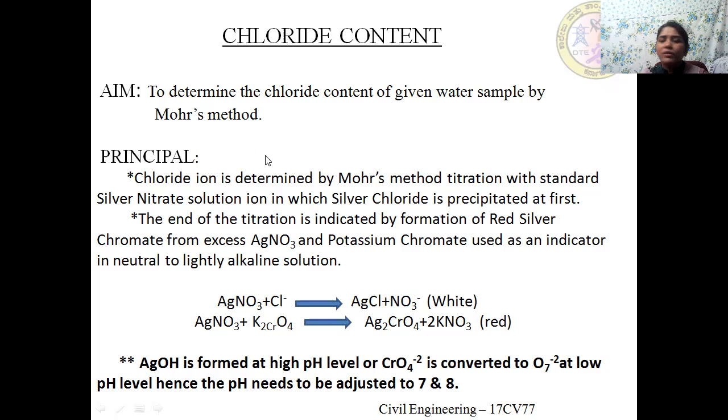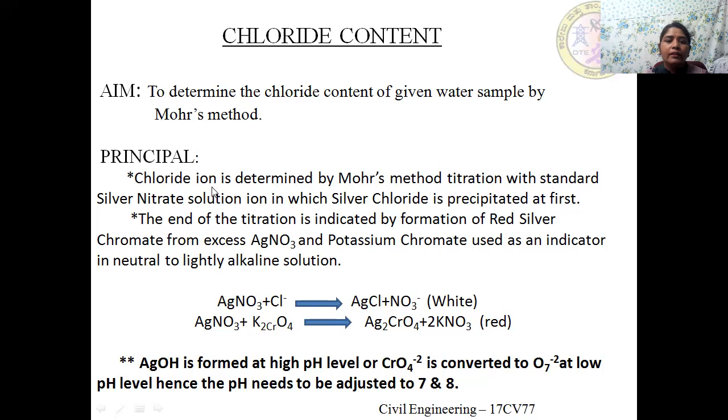Okay, what is our aim? We are going to determine the chloride content of any given water sample or wastewater sample by Mohr's method. Coming to the principle, in this experiment we are using the titrant silver nitrate and the potassium chromate indicator. So now the chloride is determined by Mohr's method titration.